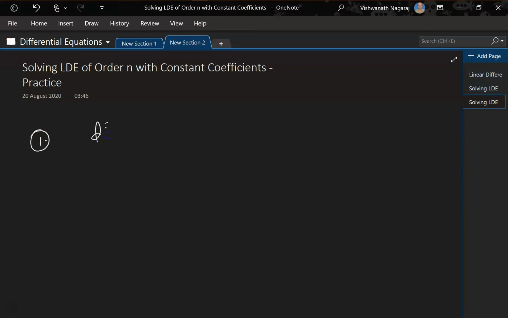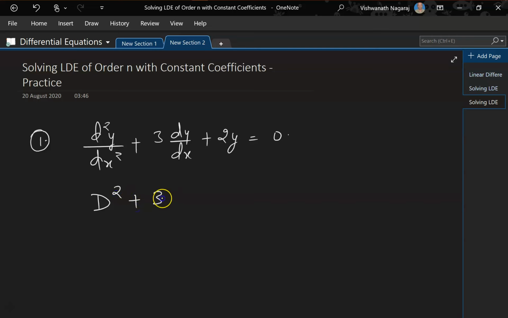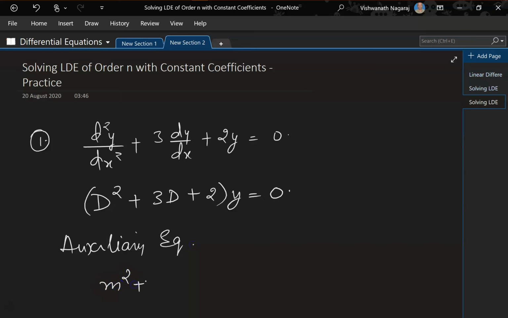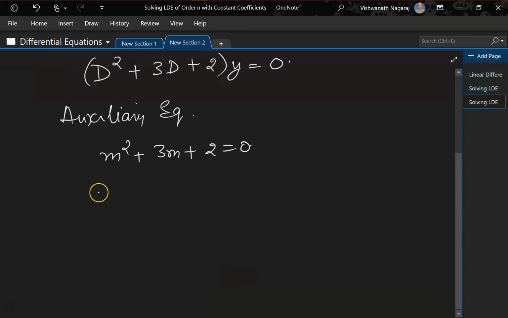Okay, let's say the equation is d square y by dx square plus 3 dy by dx plus 2y is equal to 0. Now in our D notation, this would be D square plus 3D plus 2 y is equal to 0. And the auxiliary equation would be m square plus 3m plus 2 equal to 0. And this we know how to solve.